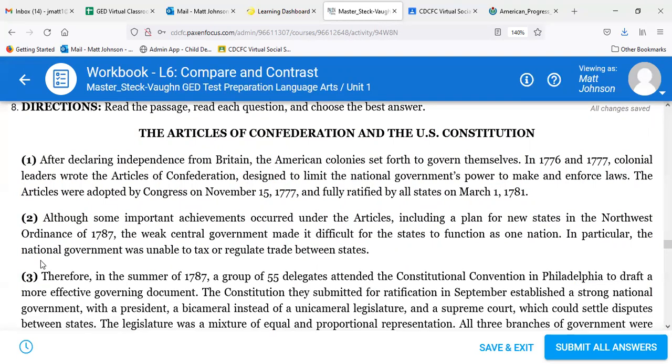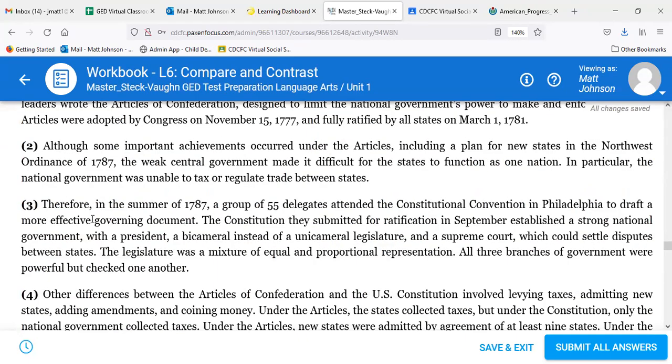Therefore, in the summer of 1787, a group of 55 delegates attended the Constitutional Convention in Philadelphia to draft a more effective governing document. The Constitution they submitted for ratification in September established a strong national government with a president, a bicameral instead of a unicameral legislature, right? So that bicameral means two houses, right? So you got the Senate and the House of Representatives.